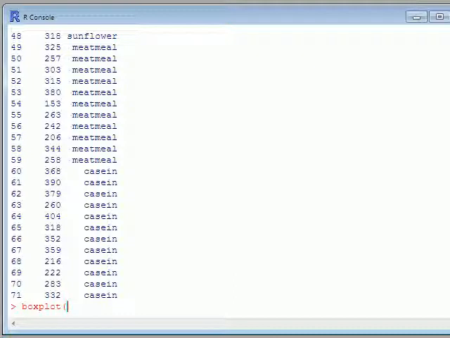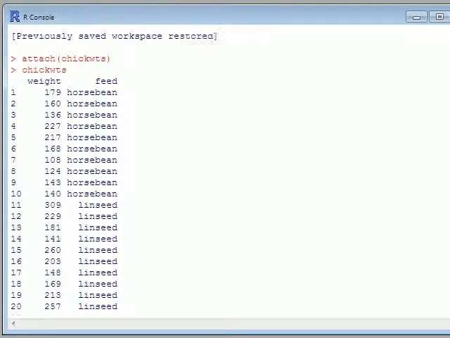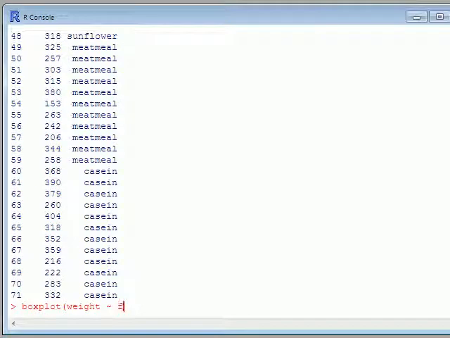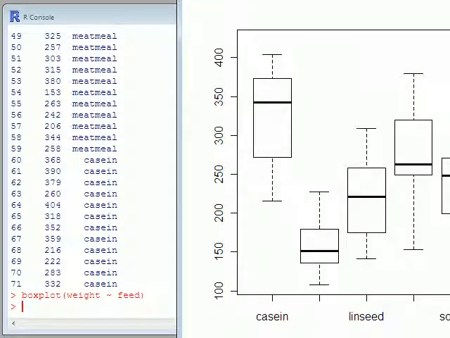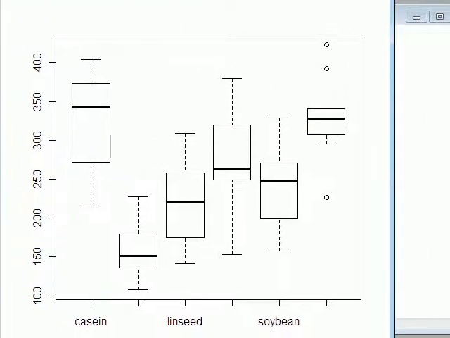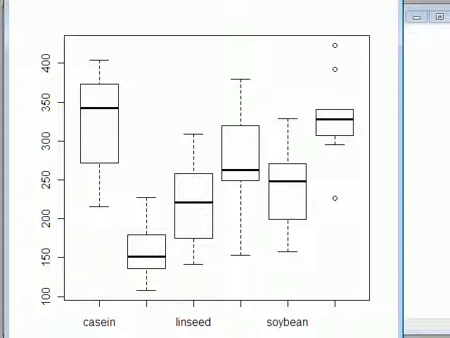So we want to look at the weight, and we want it parameterized by the different kinds of, and I think the word is feed. Yeah, feed. Okay, this is going to give us multiple box plots. I'll pull these into the viewing window here, and you can see it's written some of the diets for the chickens down here at the bottom, and you can see the box plots for each one of these.